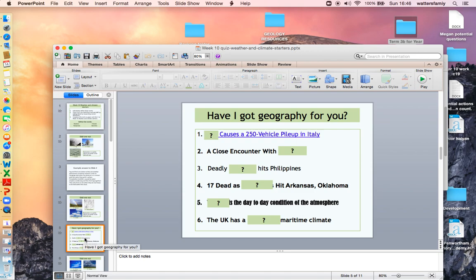Okay, so when you go to the next slide, there's another slide that's similar to it, where you've got a question mark. And the question mark is simply a word that could fit in that space. Now, being honest, the best answer for number one is snow. Snow causes a 250 vehicle pile-up in Italy. However, you could have put fog, right? You could have even put heavy rain, couldn't you? But the reality is that different types of weather conditions cause different kinds of things to happen. So, okay, the first one, the best answer was snow.